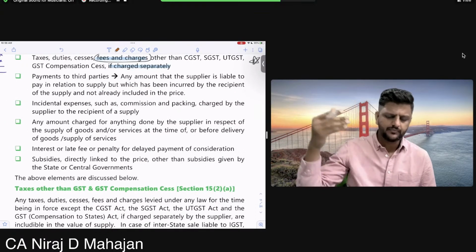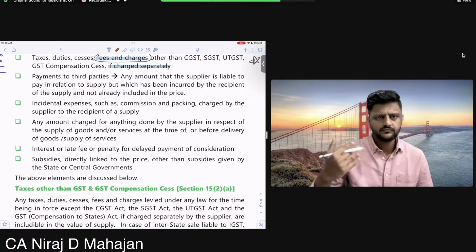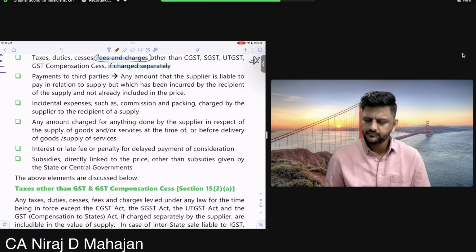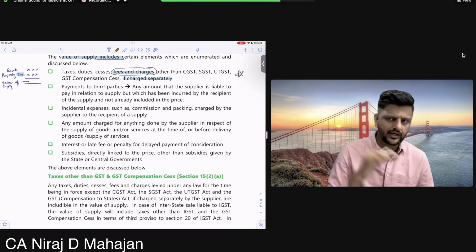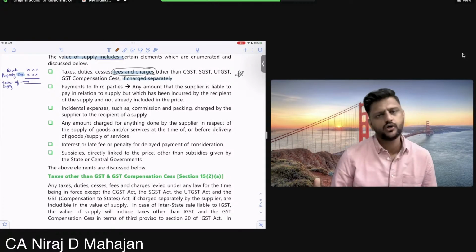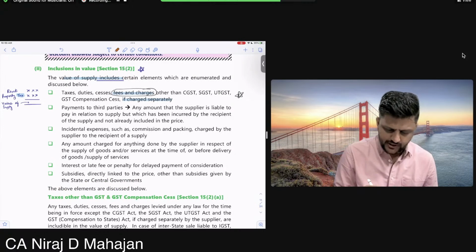So if he gives it, so many kilometers done, then toll charges we have paid, and any kind of charges we have paid, that will be added in the value of supply. Important, okay? That will be recovered, but on that GST is also charged. Clear? Because that is now part of the value of supply. Clear till here?